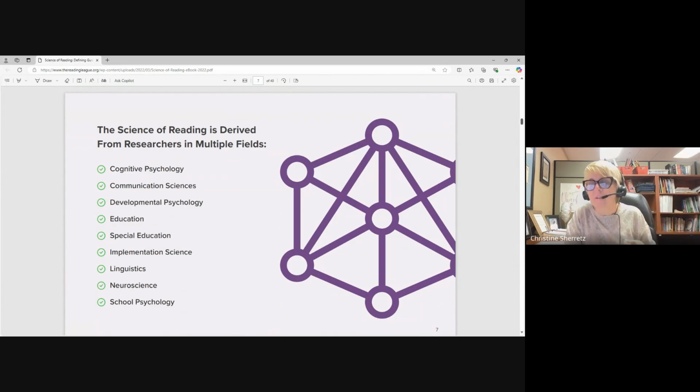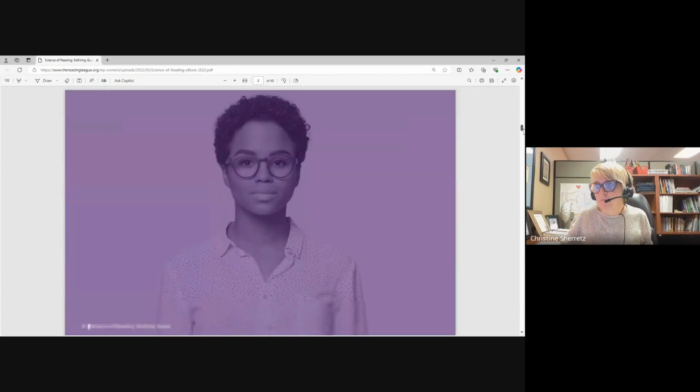We have cognitive psychology. Well, there is a cognitive theory of reading. Communication sciences, that has to do with that linguistic inquiry. Developmental psychology. Education, special education, linguistics, neuroscience, school psychology. It has to do with all of those things. And so when you look at the science of reading, we can't just take one part of it. We have to say, this is everything we know about how kids learn how to read.